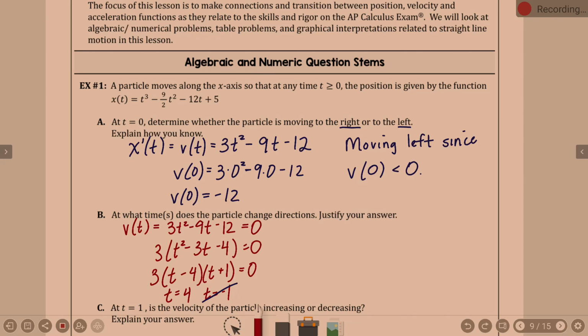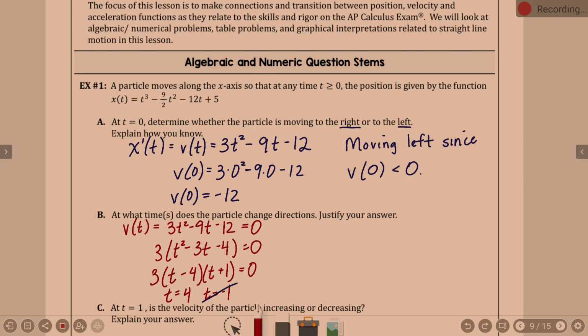It does say justify your answer. Isn't that what that equation was? Well, so what we know at that time is that velocity is 0. We haven't technically proved that it changes directions. Does that make sense? We've just said that velocity is 0. Could it stop and then continue the same direction it was going? Because there's an x-intercept that equals 4.